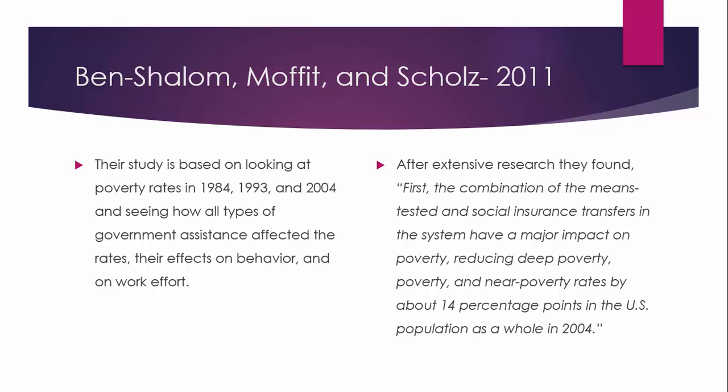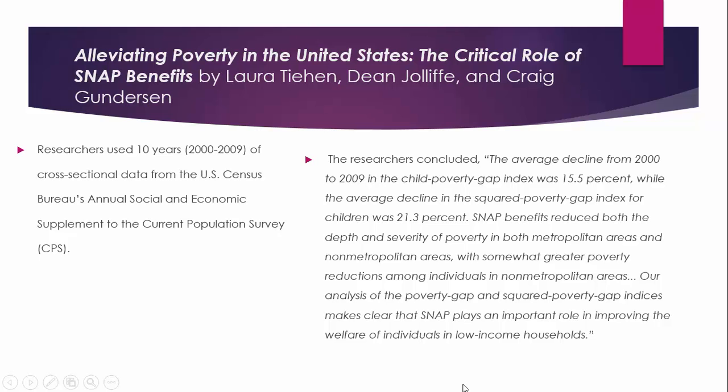Okay. This study from Ben Shalom, Moffitt, and Schultz in 2011 is based on looking at the poverty rates from 1984, 1993, and 2004. They looked at means-tested programs and social insurance, and how the government assistance affected poverty rates. After extensive research, they found that all of these, means-tested and social insurance, reduced poverty rates and near poverty rates by about 14 percentage points in the U.S. population as a whole in 2004.